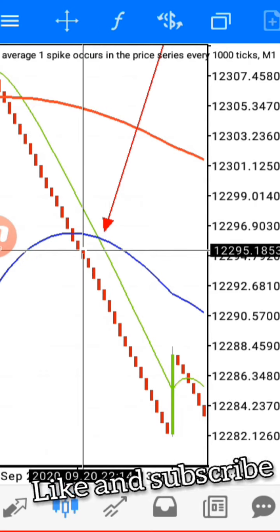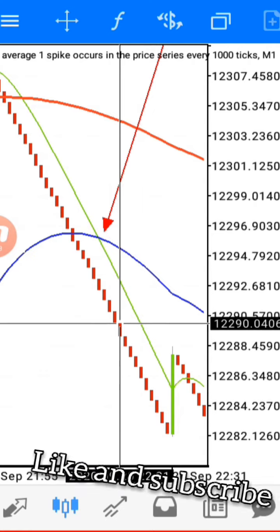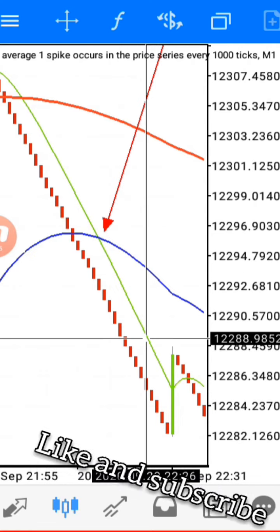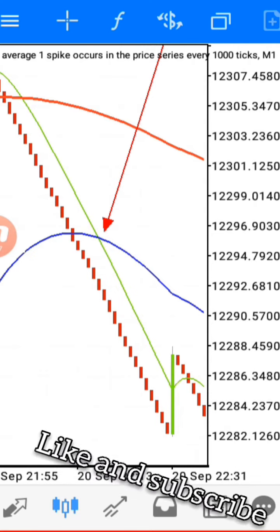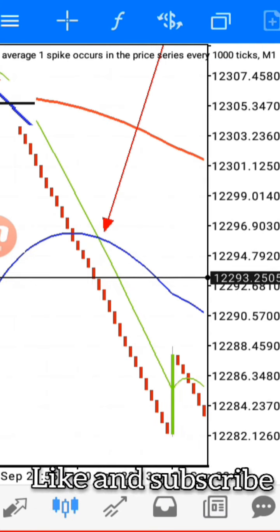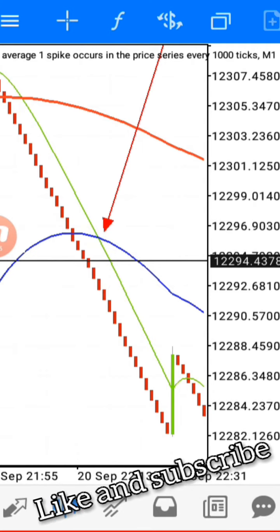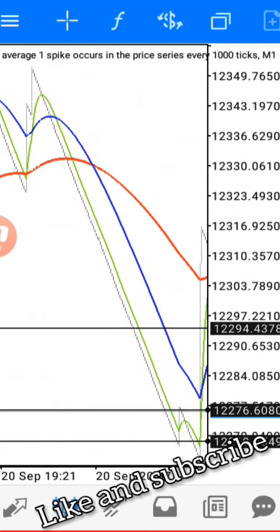Our entry will have been somewhere here, and then these 10 candles will be all ours. Take 10 candles. Do not take more than 10. If you take more than 10, you're not using this strategy. Just take 10 at most. Take 10, and at least you can take 7. And you can see a lot of opportunities.